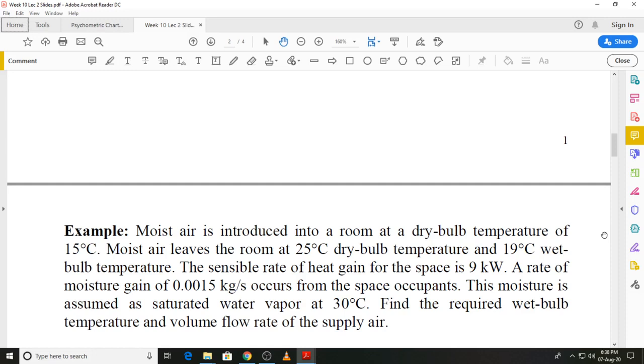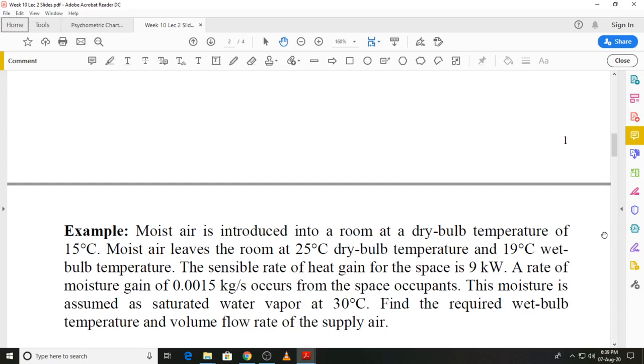and we are told that this moisture gain can be considered equivalent to saturated vapor being introduced into the air stream at 30 degrees C, and we are asked to find out the wet bulb temperature and volume flow rate of the air when it enters the room.